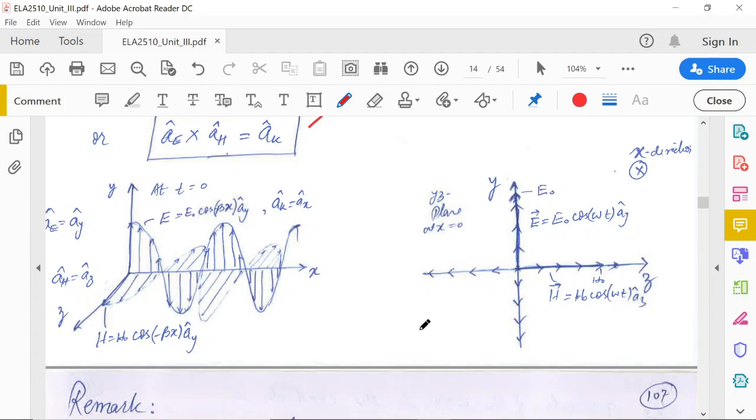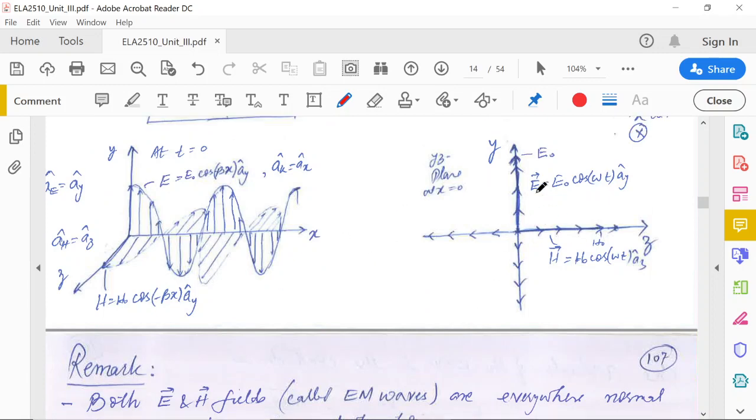So if you rotate it somehow, if this is the E naught direction, then this H will be here, and again this will be the X direction. So you can visualize how it will look.